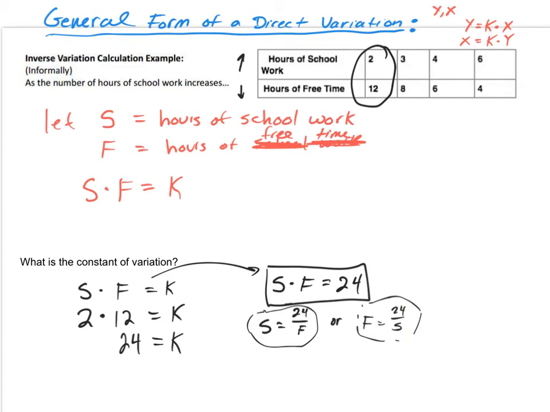And very quickly you should see this is different from the direct variation. With the direct variation, we had the constant times the other variable. With an inverse relationship, an inverse variation, we have the constant divided by the other variable. Let's look at a few other examples.